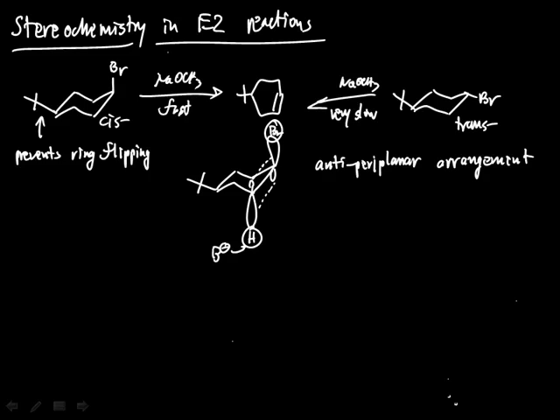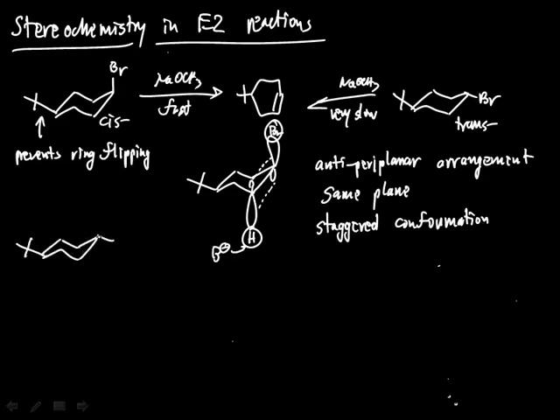Anti-periplanar simply means they're in the same plane, but pointing in opposite directions from each other. This is a normal staggered anti conformation, as we've seen in butane. But in the case of our trans isomer, our C-Br bond and our C-H bond, regardless of which C-H bond we look at, are not going to be anti. They will be gauche, which means there will be no overlap between them since they're not in the same plane. And that's why this reaction proceeds significantly slower.